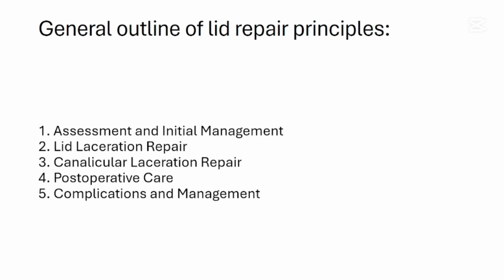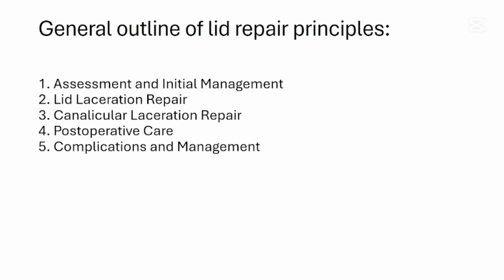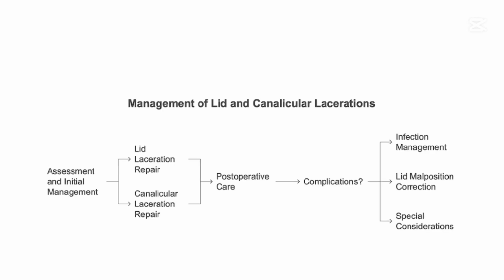First, you need to assess and do the initial management, then do the lid laceration repair and check whether there is a canalicular laceration that needs repair as well. Then post-op care, and to know the complications, detect them and manage them. So basically, you have to do the assessment and initial management, whether it's lid or canalicular, then post-op care and look for complications like infection, lid malposition and other considerations.